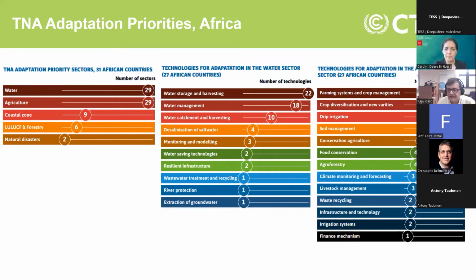Because of the impact of climate change, we also found that as a part of their need assessment, crop diversification or new varieties of crops are in demand. Those which are resilient to drought, or those which are resilient to salination, drip irrigation and soil management. Again, drip irrigation can be seen more from the point of view of water management and efficient water use. So this is also quite high in the priority of the countries.